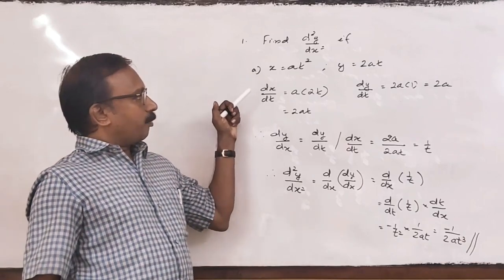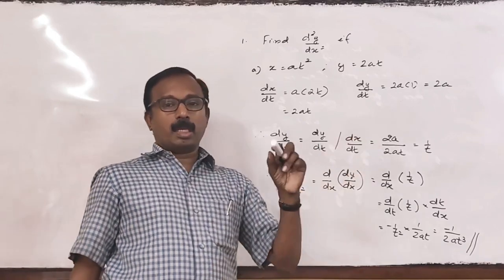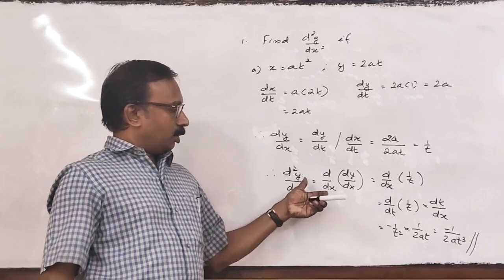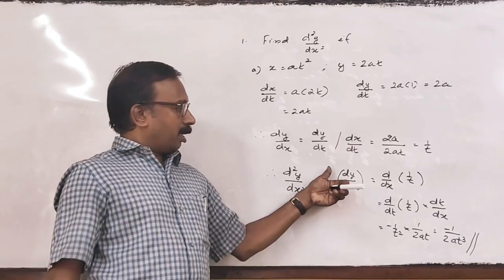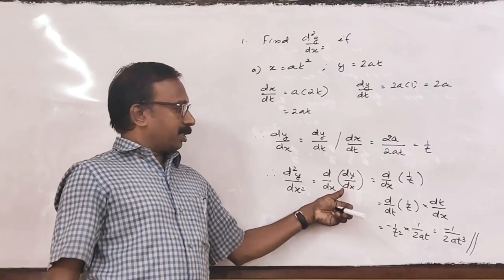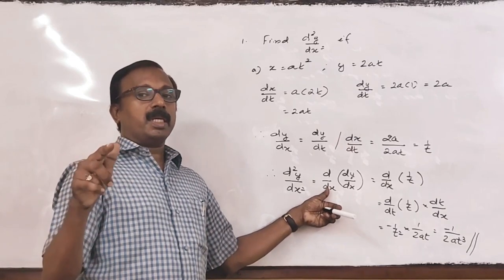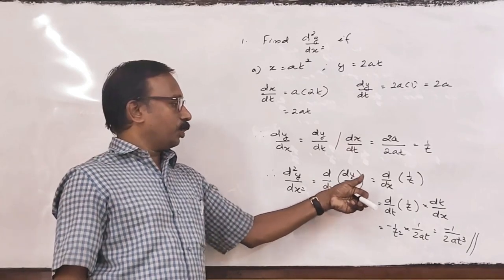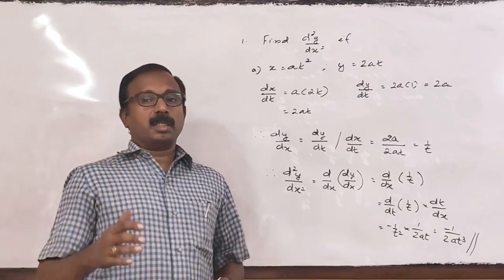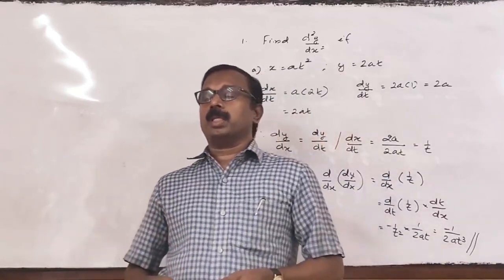So in the case of a parametric function, the first derivative is obtained in terms of the parameter and we have to find the second derivative with respect to x. So d square y by dx square can be written as d by dt of dy by dx into dt by dx, if the parameter is t. If the parameter is theta, d by d theta of dy by dx into d theta by dx.